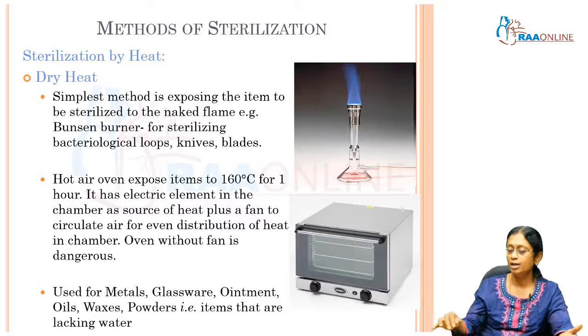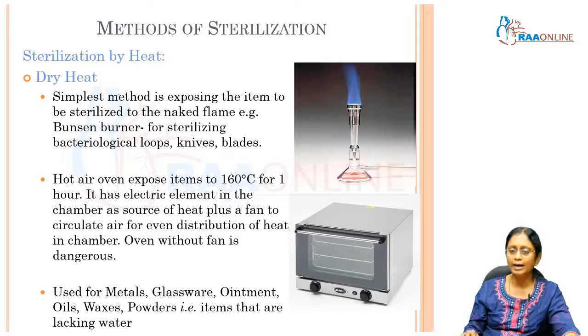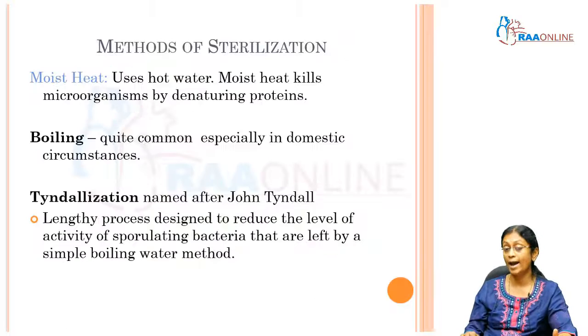That is dry heat. The other example of dry heat is the hot air oven, quite a nice one. All your instruments can be used, okay? But an oven without a fan is very dangerous. It has an electric element which causes the heating to happen within the chamber. All your metals, glassware, oils, wax, powders, items that are lacking water can be used in your hot air oven.